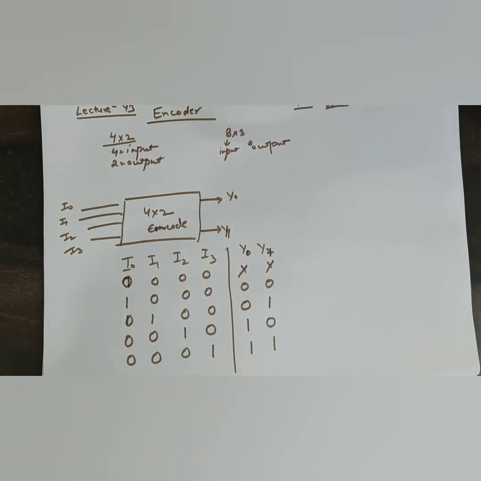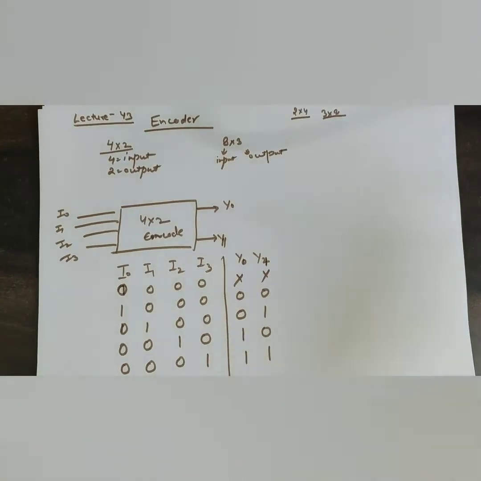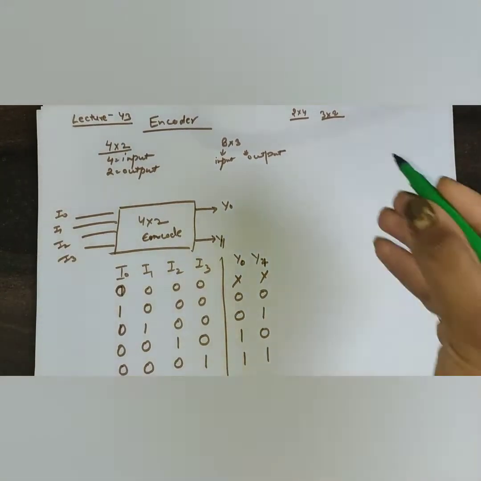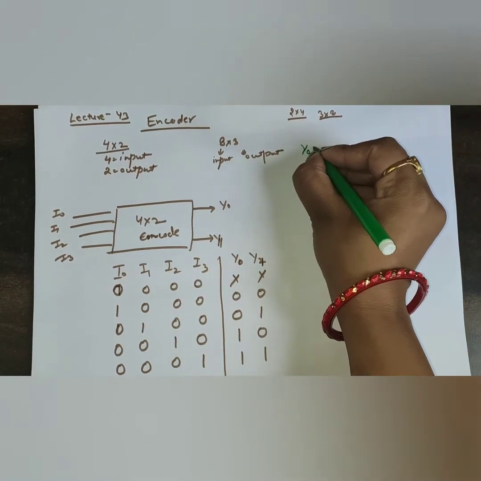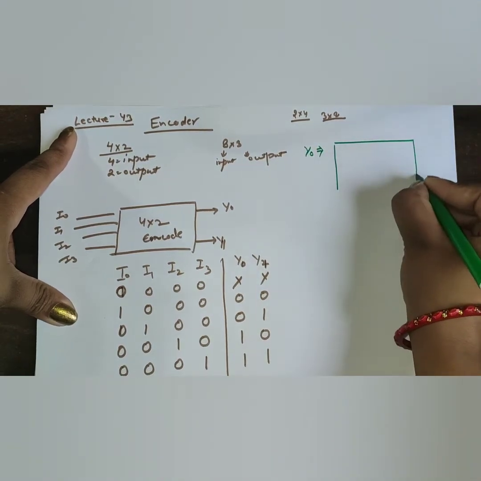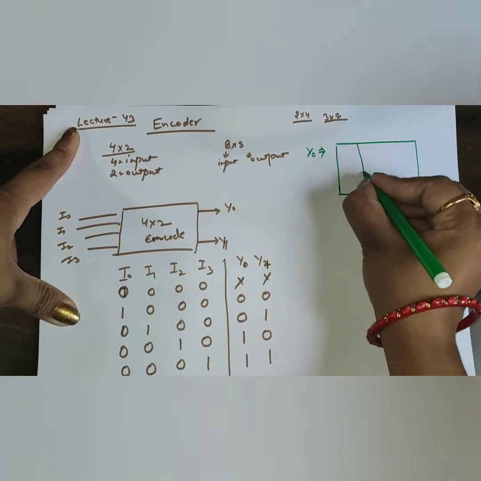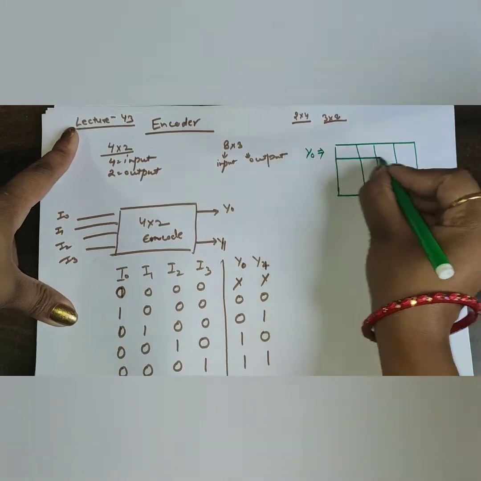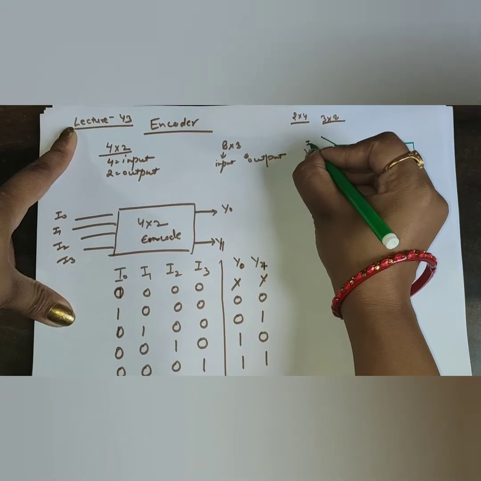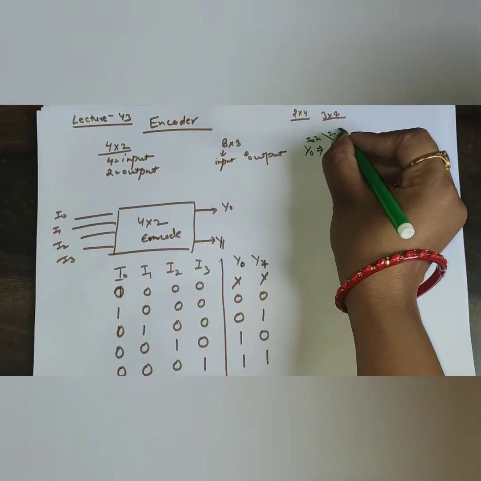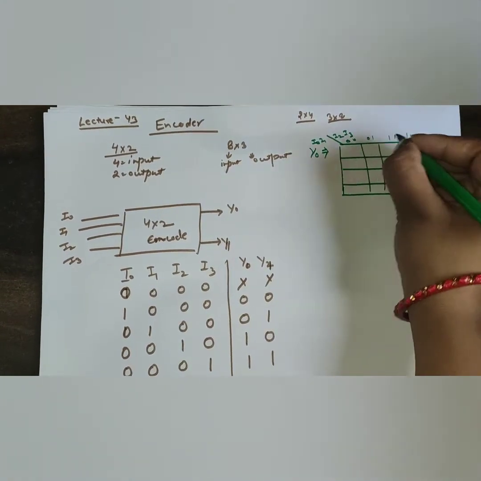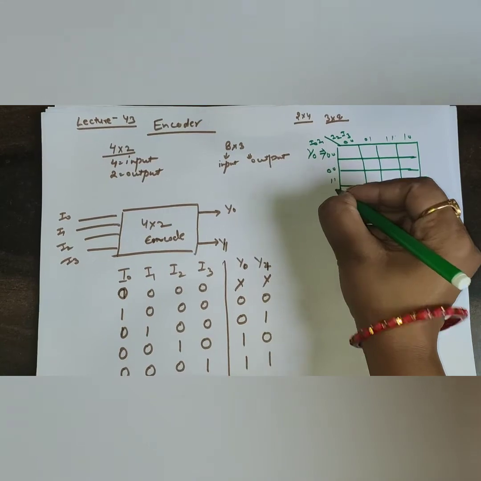Okay, now we will make the K-map. So pay attention to how I am filling the K-map. I0, I1, I2 and I3, with the labels 0 0, 0 1, 1 1, 1 0 and 0 0, 0 1, 1 1, 1 0.